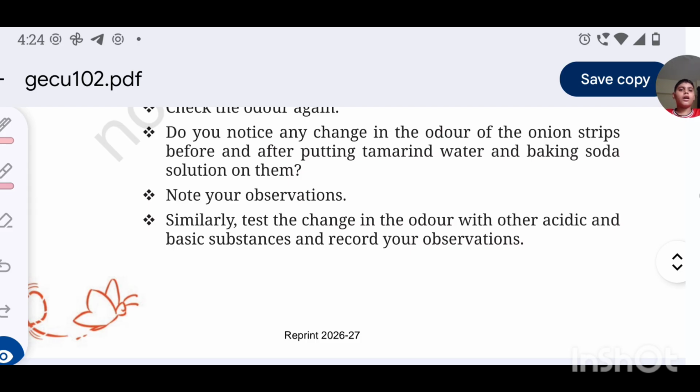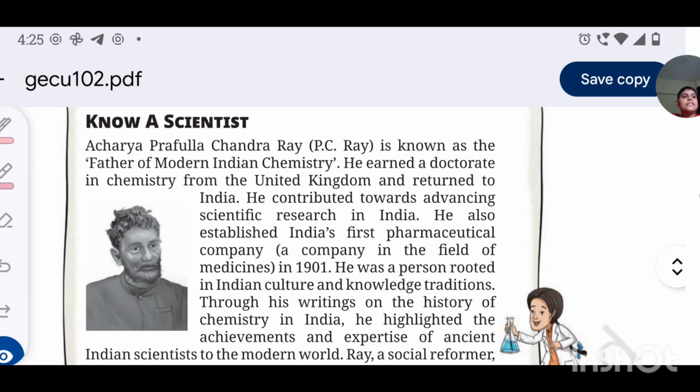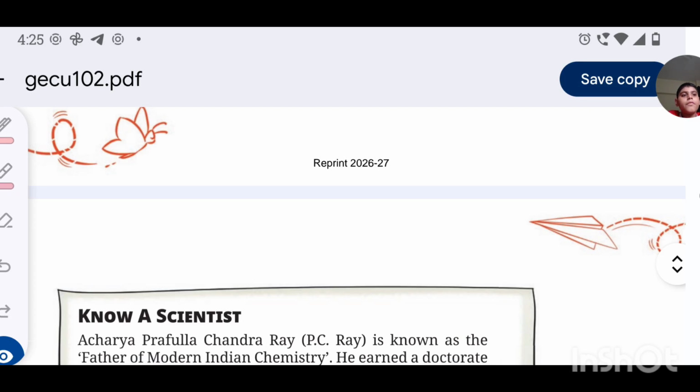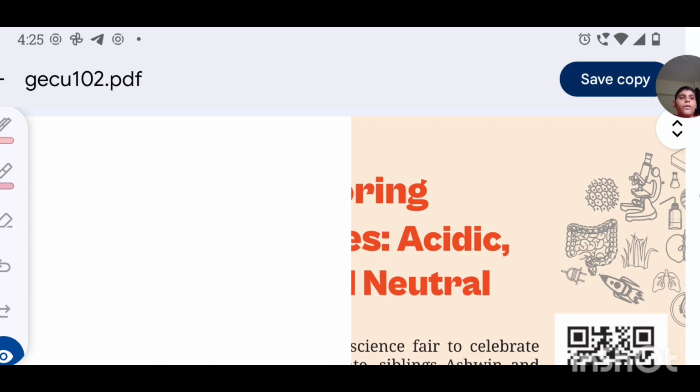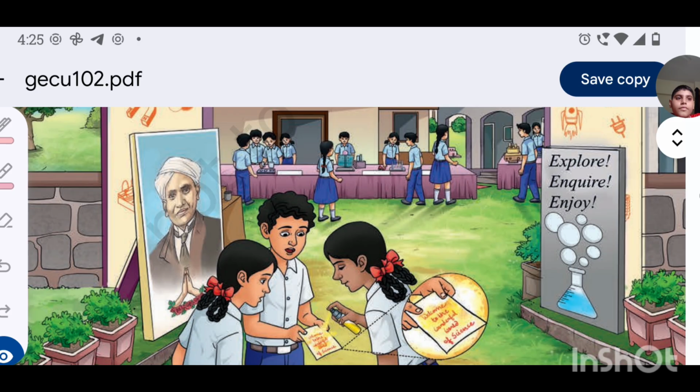Now next is do note your observations. Similarly, test the change in odour with other acidic and basic substances. Record your observations. Okay. So now there is a scientist, Acharya Prafulla Chandra Ray. On the very first photo, his photo was given there. Can you see this photo? This is Acharya Prafulla Chandra Ray.